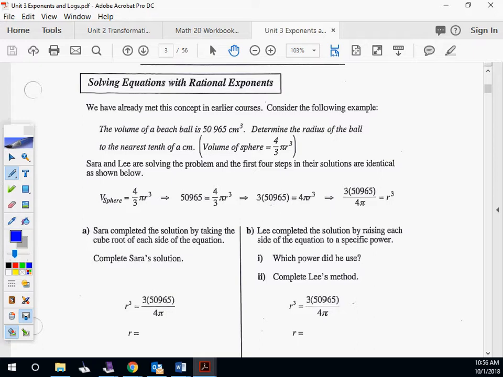If you remember Math 20, we did a lot of exponent solving. We did have to do guess and check because we didn't know how to get those exponents down. Now in this unit, we're not going to have to guess and check. You're going to use logs to get those exponents down.